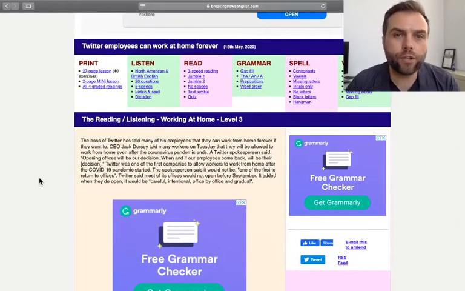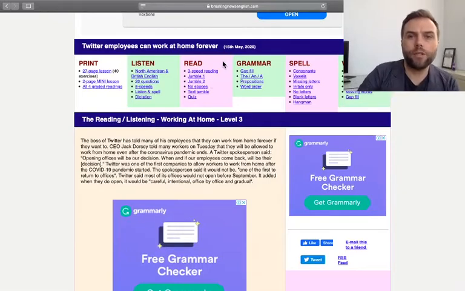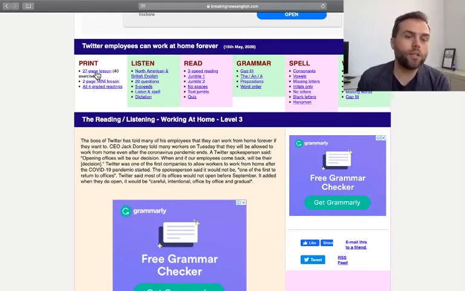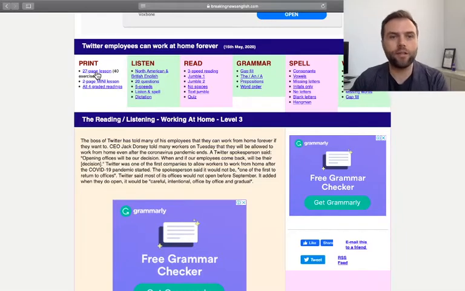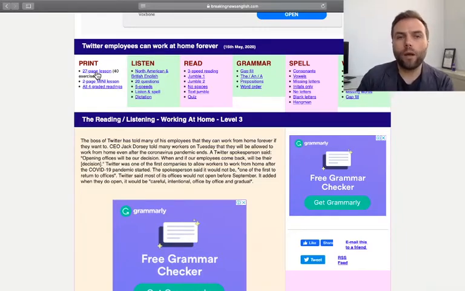So Twitter employees can work at home forever, and we can see the date that it was published here. And here you can see all of the links to aspects of this lesson. So you can download the whole 27-page lesson that includes all of the activities, all of the readings, things like gap fills and vocabulary matching activities and so on. I've looked at that before, and obviously I think 27 pages is too much, but you could download it and then select the pages that you think are best. So that's one way you can do it.